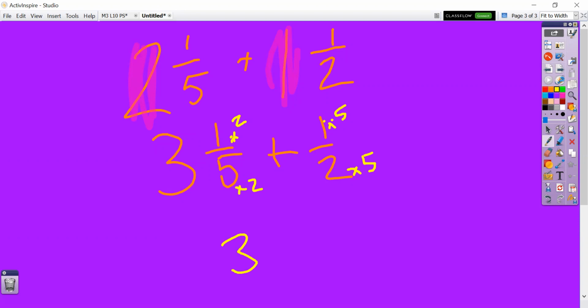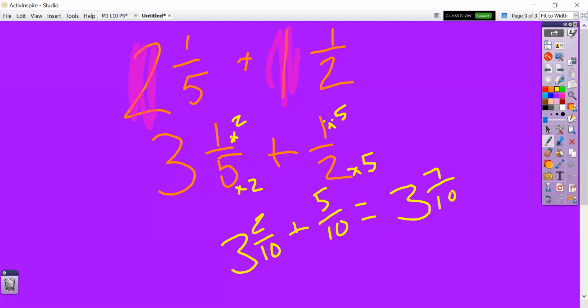Really what we're working with is 3 and 2/10 plus 5/10. Now we can combine the parts because now they're the same unit. So what's 5 plus 2? Well, it's 7, right? So what's 2/10 plus 5/10? Well, that'll be 7/10. So the answer to this is 3 because there's 3 wholes, and we're going to combine the fractional units, and that's 7/10.